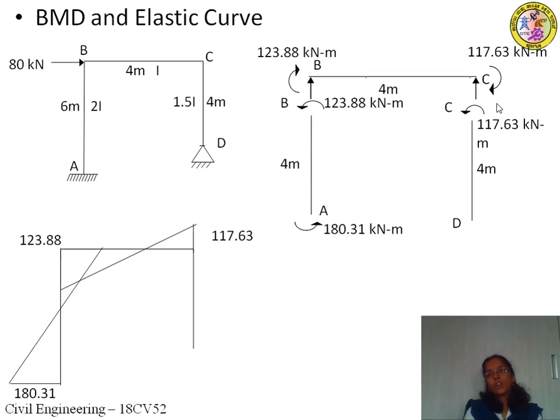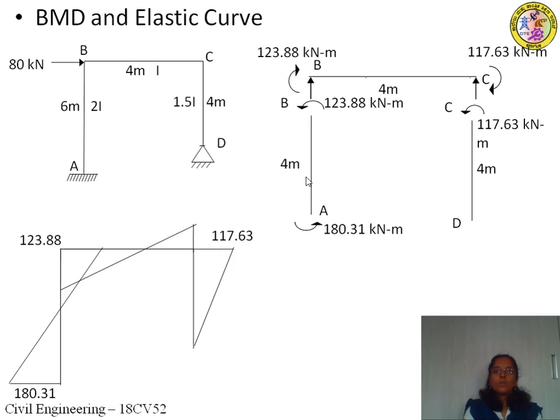So next we will draw it for CD member. At D it is 0 and at C the direction is showing that the thumb is moving towards right side of the CD member. So mark it towards right side here, okay. So now you join from 117 to 0, okay. So that is the support moment diagram for CD member, okay. So this entire is the support moment diagram for the given frame, okay.